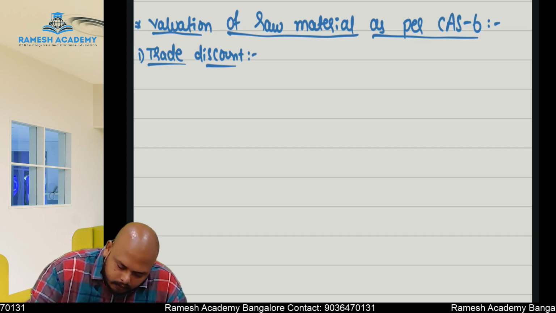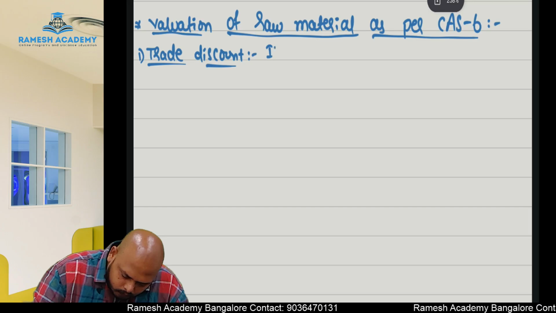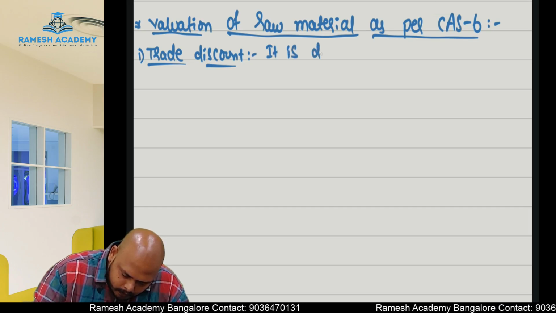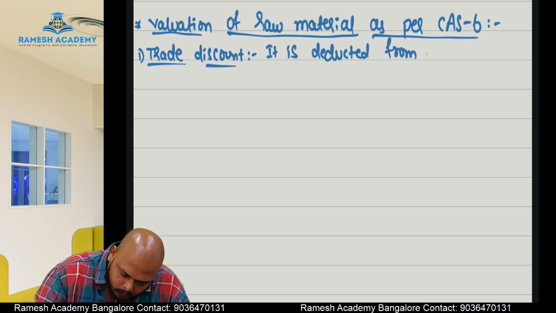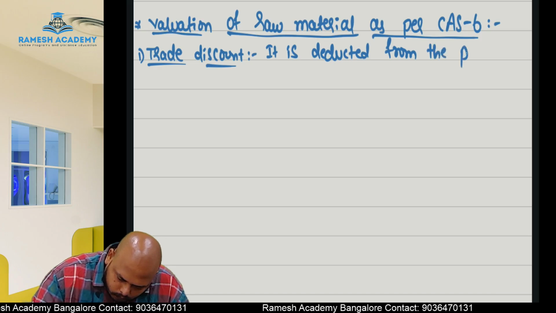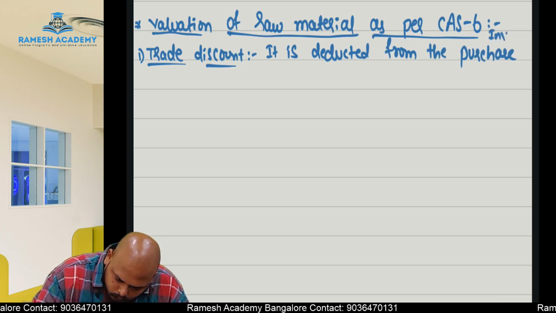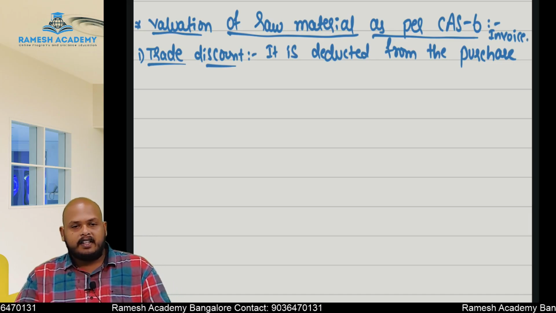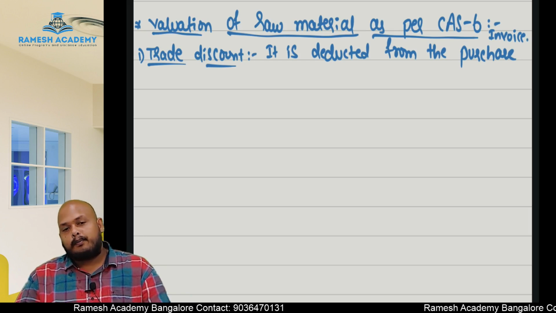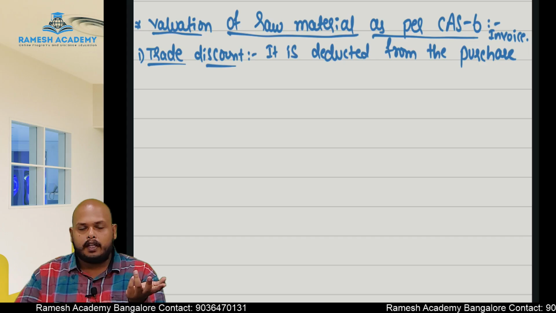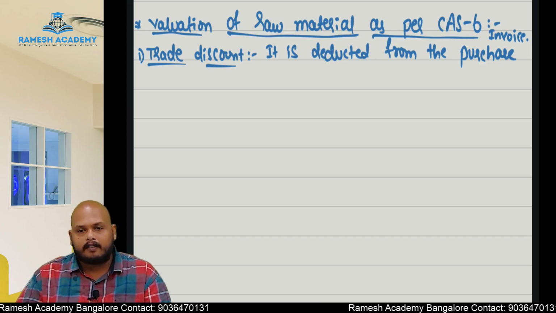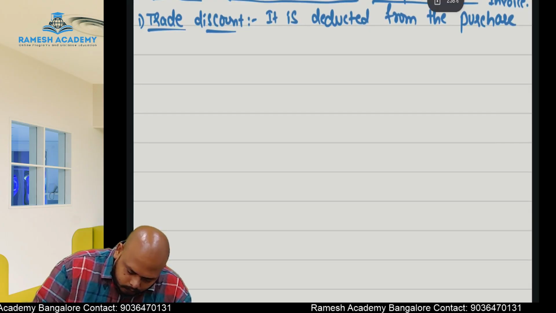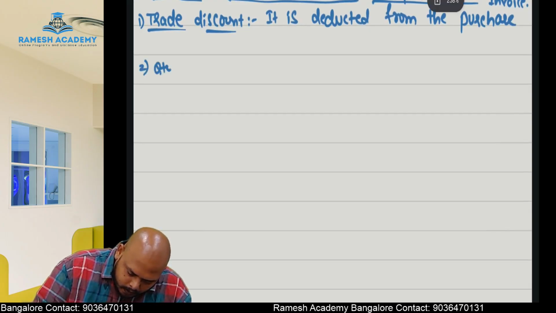Trade discount is deducted from the purchase invoice. Suppose it is already deducted, then we need not do anything. If it is not deducted, then we have to deduct it from the purchase invoice.